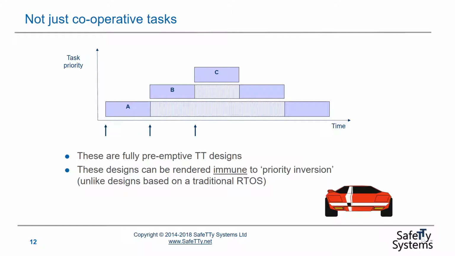We're not simply talking about cooperative tasks. We can create time-triggered systems that are fully preemptive, so that we can have various levels of task priority and tasks can interrupt one another. As we'll see shortly, one key difference between this kind of preemptive design and a conventional RTOS is that the design in this case can be rendered completely immune to priority inversion. We'll say a little bit more about that in a few slides' time.